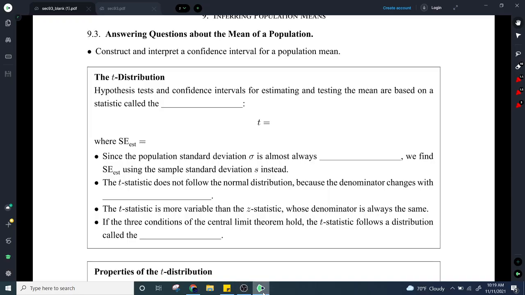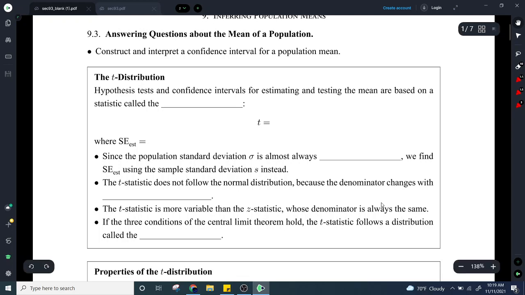Let's take a look at section 9.3, and 9.3 is on looking at confidence intervals. We're still using confidence intervals just like we did back in chapter 7. The concepts are all very, very similar. The only difference is now we're looking at estimating the mean of a population rather than a proportion that goes with the population. So what's going to be different this time is we're looking at what's called a t-distribution.